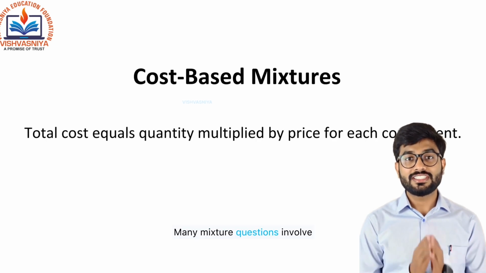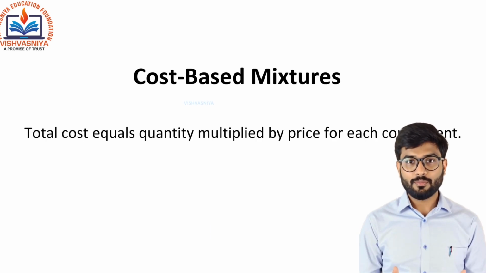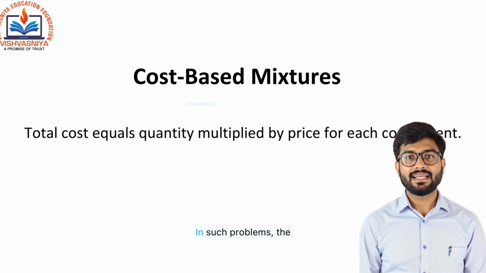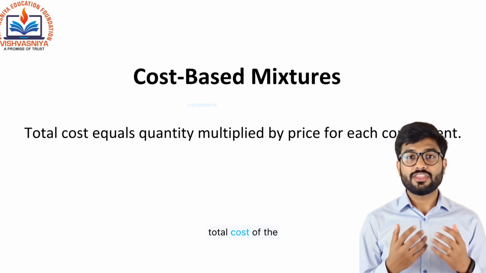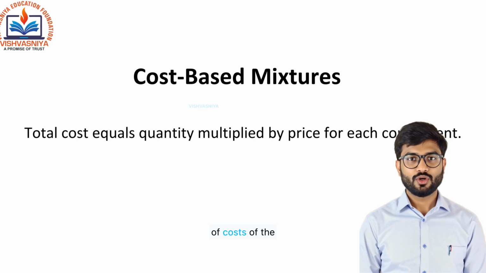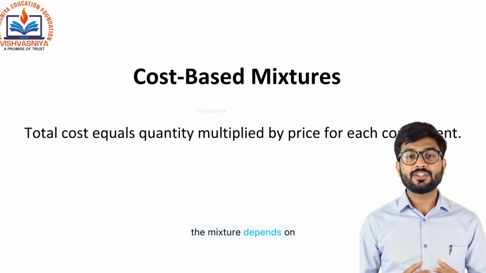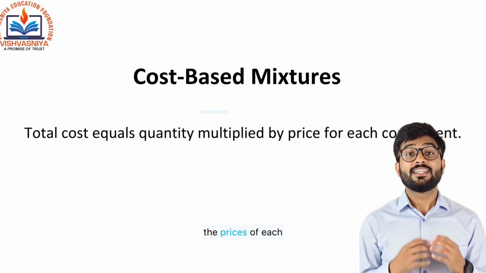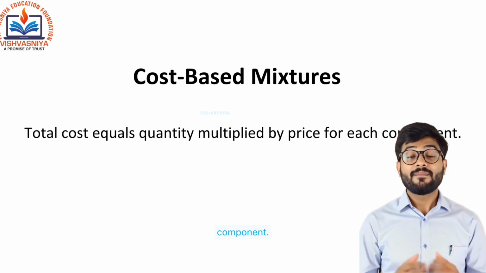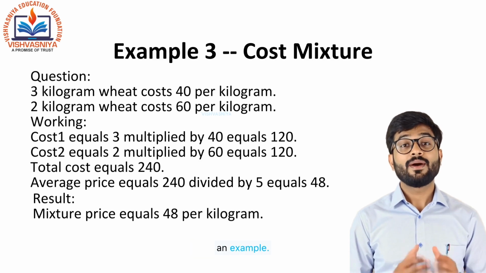Many mixture questions involve cost per kilogram or price per liter. In such problems, the total cost of the mixture equals the sum of costs of the individual components. If one component costs P rupees per unit and the other costs Q rupees per unit, the final cost of the mixture depends on both the quantities and the prices of each component. Let us understand with an example.